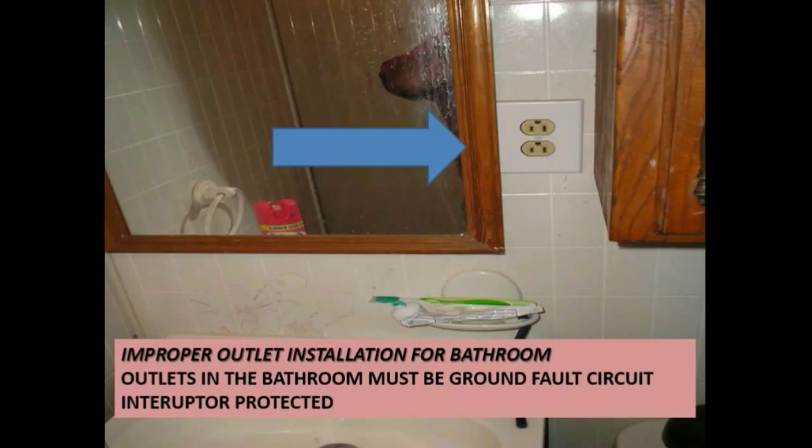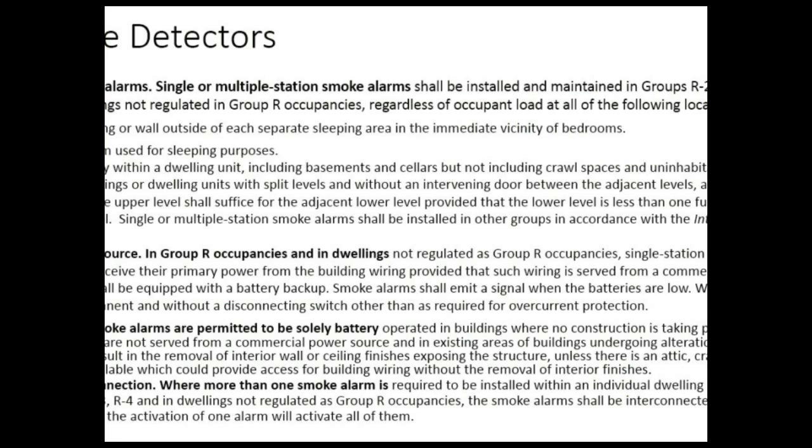Improper outlet installation for bathroom. Outlets in the bathroom must be ground fault circuit interrupter protected. Refer to the 2009 International Property Maintenance Code, Section 605.2, receptacles, and Section 605.3, lighting fixtures. Smoke detectors.